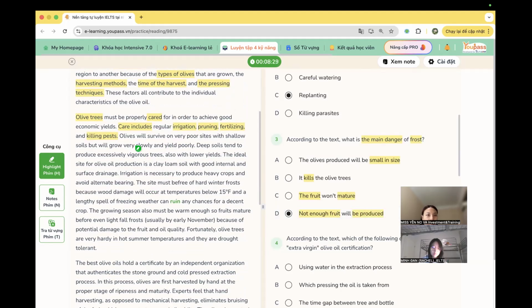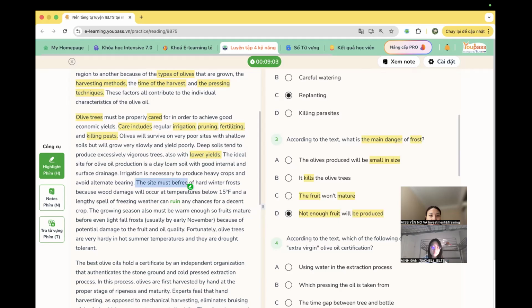Right here. Olive will survive on very poor soil with shallow soil, but will grow very slowly and yield poorly. Deep soil tends to produce exceptionally vigorous trees, also with low yield. So what is yield? Yield means the outcome, the quantity of the fruit. But yeah, you find out the frost here.